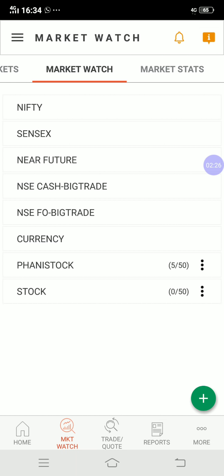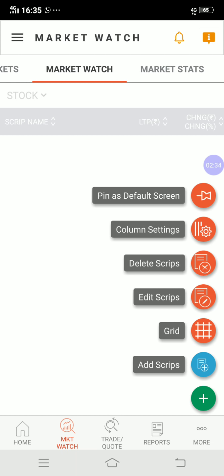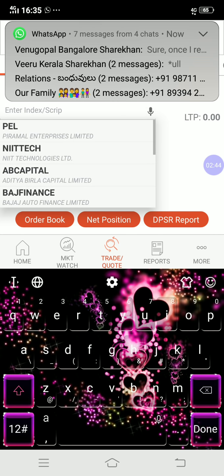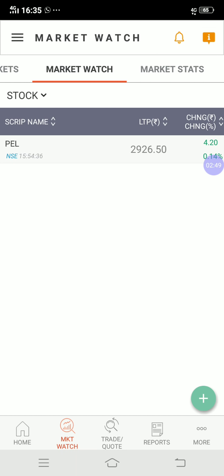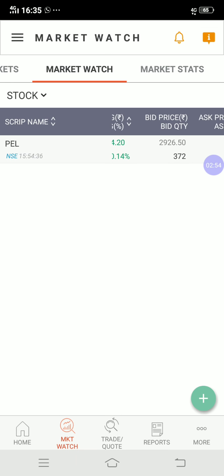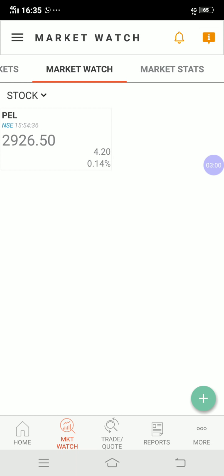Just click here, and now click on the plus symbol, and here you can add scripts. This is a grid. I'll tell you what the grid system is. For example, we will add one script, say PL. So this is one way of looking at the script, and the other way is the grid. This is one way of looking at it. Only this can be seen, that's it.